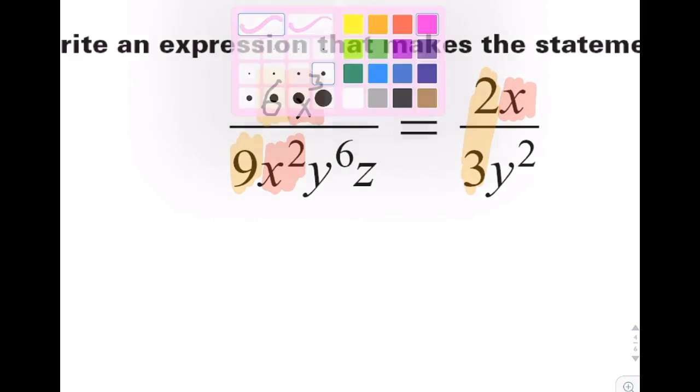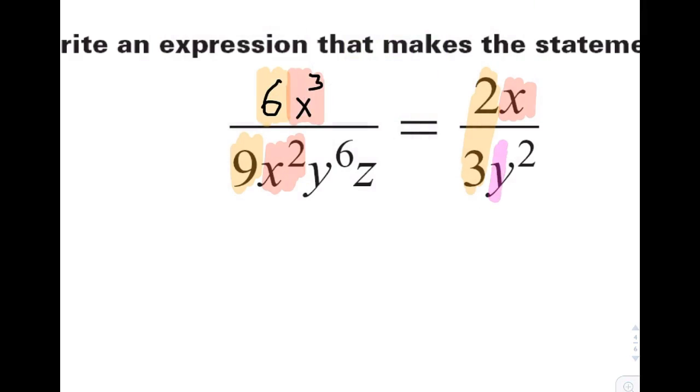Keep working our way down the alphabet here. Y, we have y squared in the denominator. We have a y to the 6th. What do I need in the numerator so that in the end, net result, I will have a y squared in the denominator? Well, I need this 6 to cancel. I need some of them to cancel, not all of them. I need exactly 4.